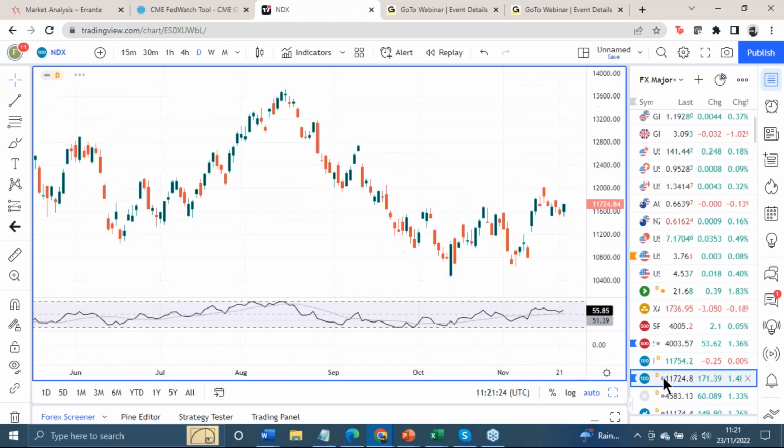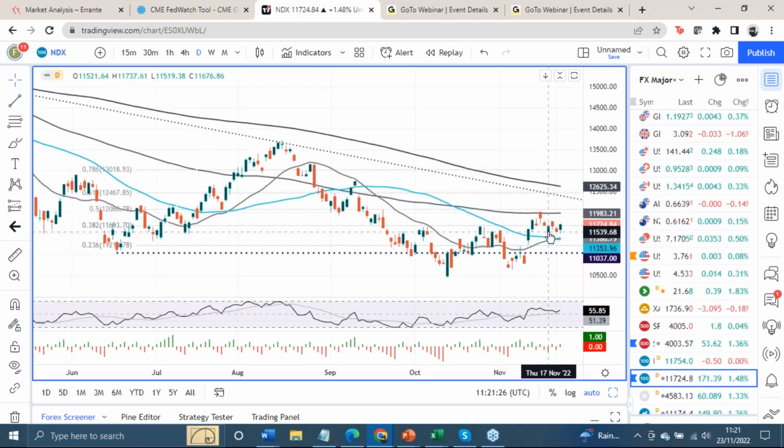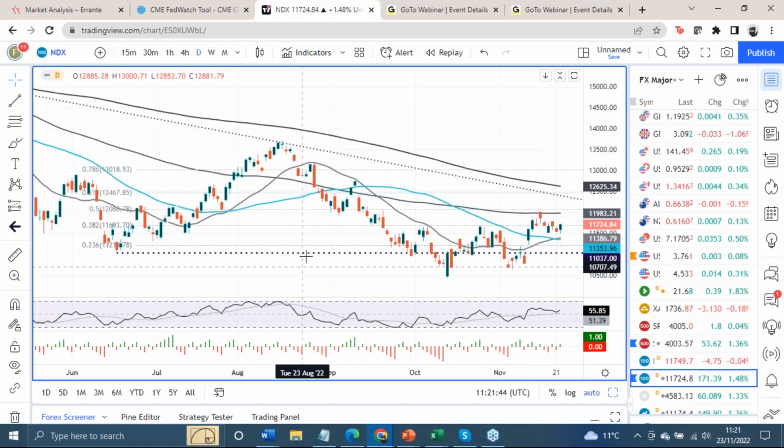The NASDAQ, not such a big bounce from those lows. The 100-day moving average, you can see 11,938 on the NASDAQ 100, caps upside. And then also you've got the 50% midway point of this August sell-off, if you like. The 50% marker is just above 12,000. This is the NASDAQ 100.